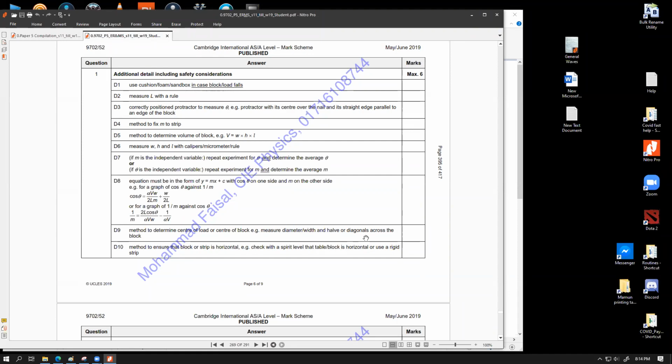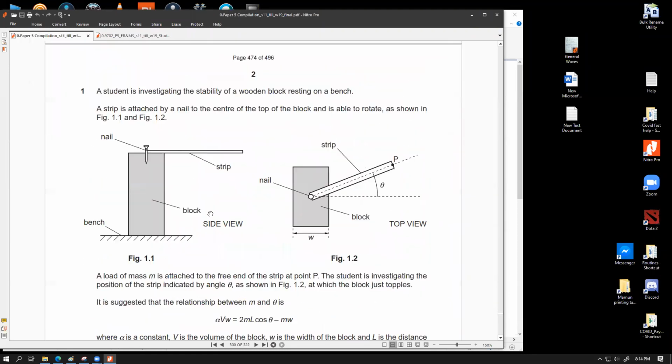This is actually pretty... was this mentioned in the question? The question actually says that a student is investigating the stability of a wooden block by resting it. A strip is attached by a nail to the center of the top of the block and is able to rotate as shown in figure 1.1 or 1.2. That's all it says. But how do you place it up over here? Just a diagonal intersection value. Yeah.